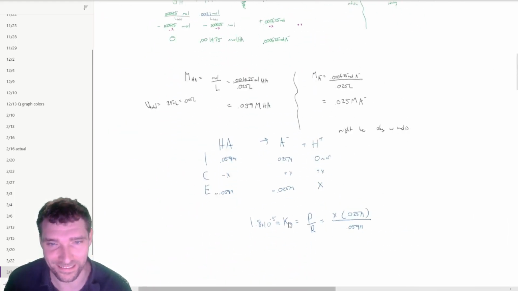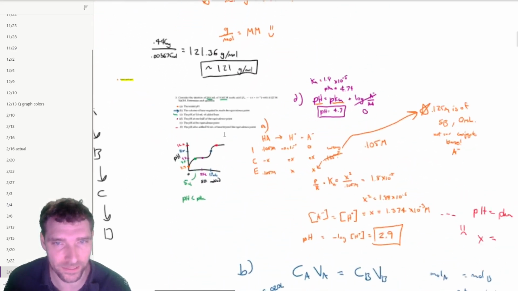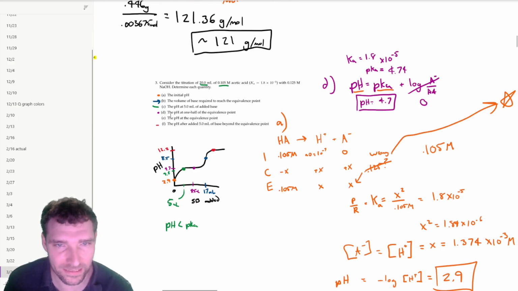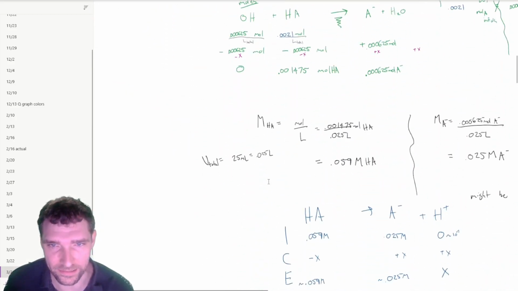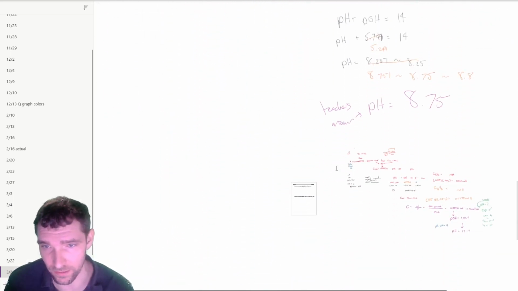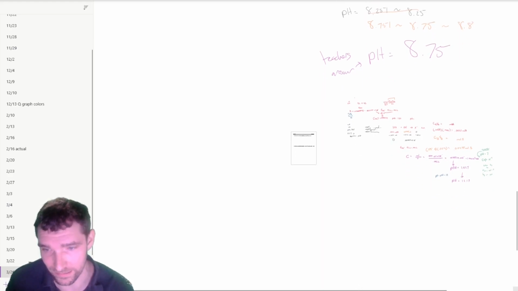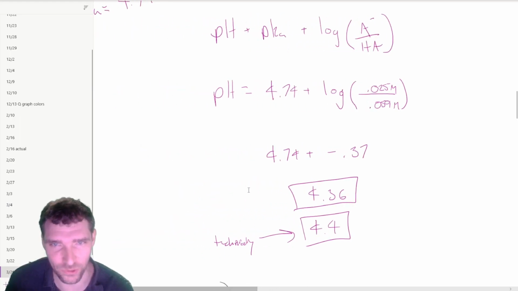And then, oh man, there's the part when you're asked to find the pH at the equivalence point, that can be kind of an issue as well. I think that was part E on here. I mean, you can see these problems, they go on and on and on. That one you had to push all the way forward.